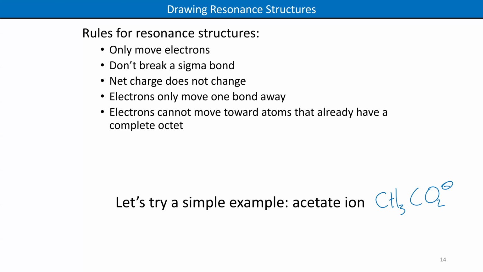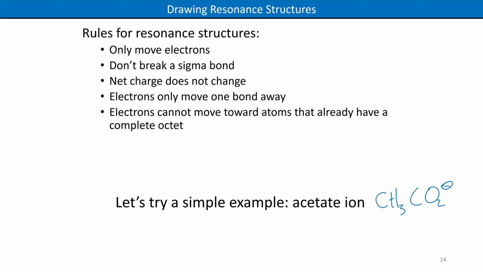So for resonance structures, if it's a valid resonance structure, we can only move electrons. That's that Born-Oppenheimer approximation, right? We can't move any nuclei because they're too heavy and too slow. We're never going to break a sigma bond to make a resonance structure. If you break a sigma bond, that's not just a resonance structure. Now it's a chemical reaction because you actually broke a piece of the molecule off. So we will see cases where that happens down the road, but we don't call that a resonance structure.